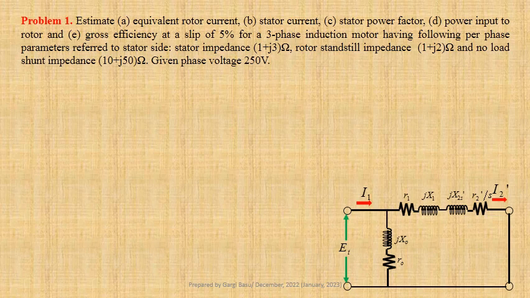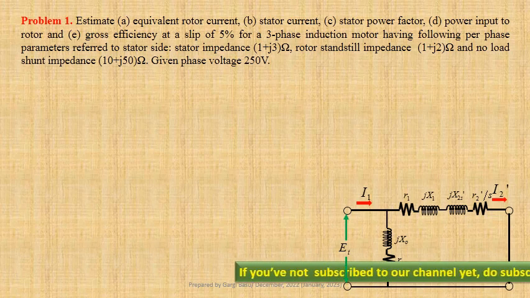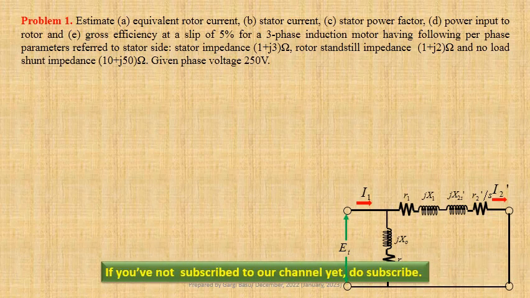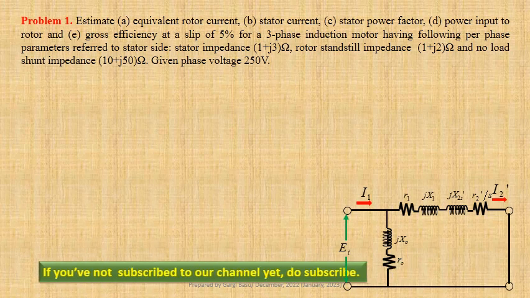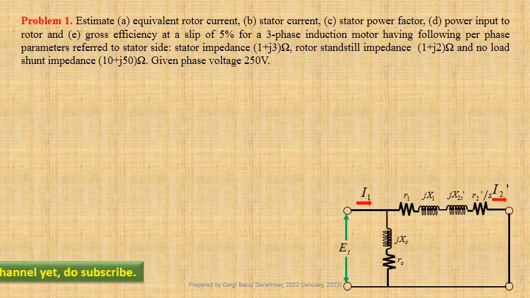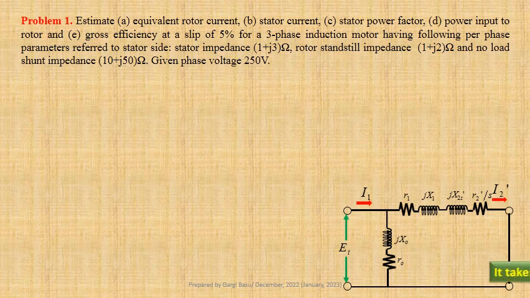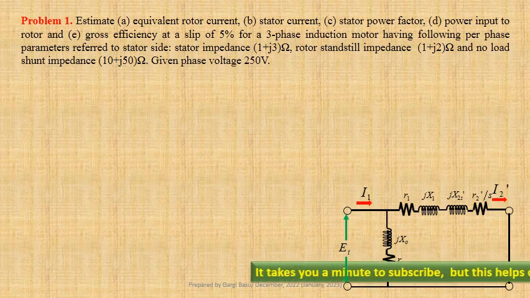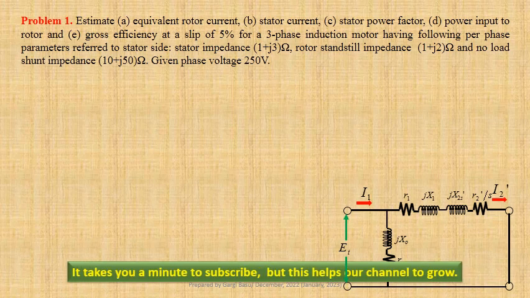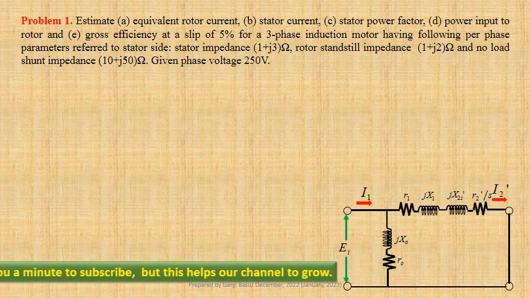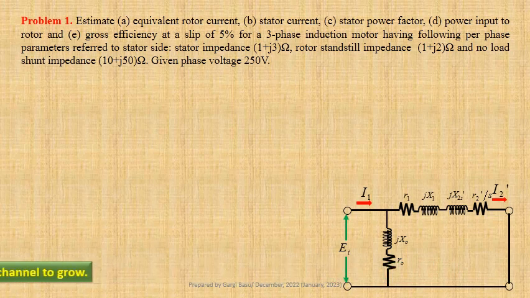stator power factor, power input to rotor, and gross efficiency at a slip of 5% for a three-phase induction motor having following per phase parameters referred to stator side. Stator impedance 1 plus j times 3 ohm, rotor standstill impedance 1 plus j times 2 ohm, and no load shunt impedance 10 plus j times 50 ohm. Given phase voltage 250 volts.